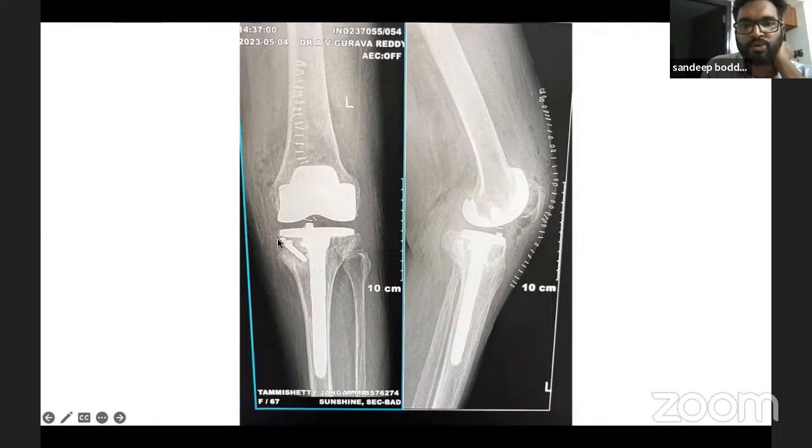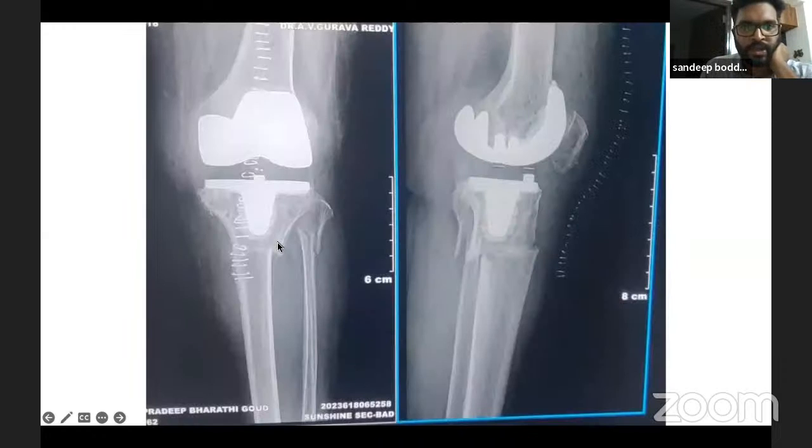These screws were used to fix the bone graft to the bone. So you can see there is no cement around the screw. So this is also a possibility. And postoperatively, sometimes you can find this on X-rays. So you have to be very careful while reading them.